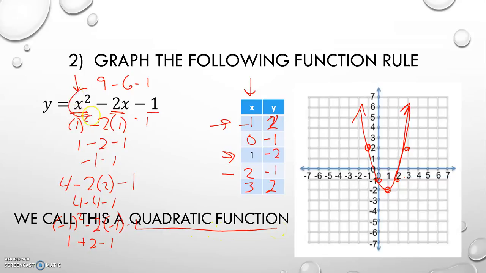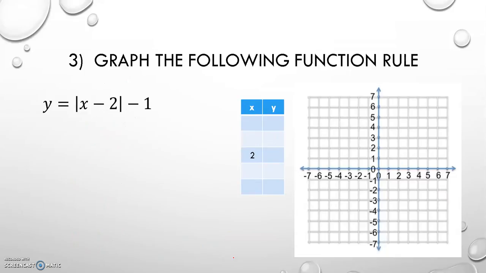A quadratic function is always what we get whenever we have an x squared term. And a quadratic graph is in the shape of a parabola. And we're going to talk a lot about parabolas during the second semester. But sometimes they'll open up, sometimes they'll open down. Let's take a look at the next type of graph.